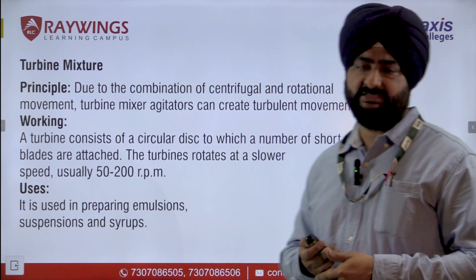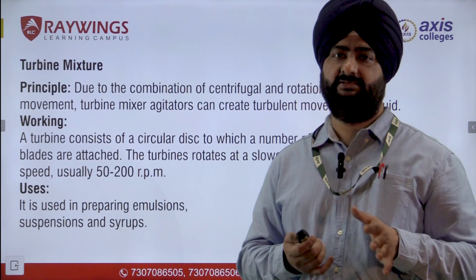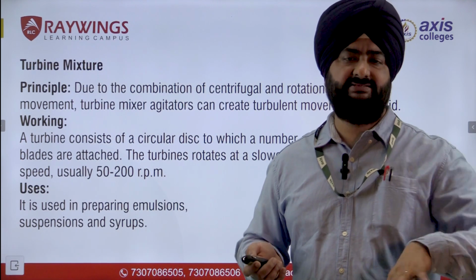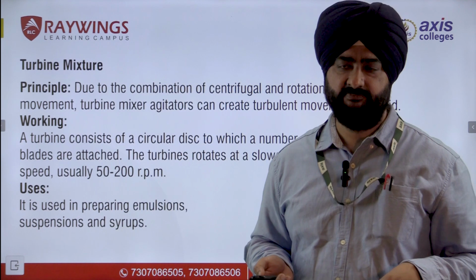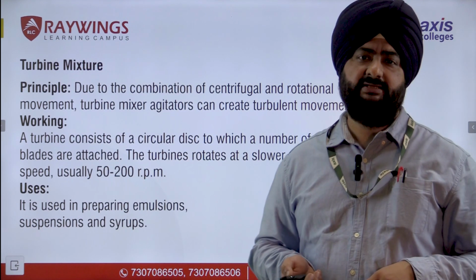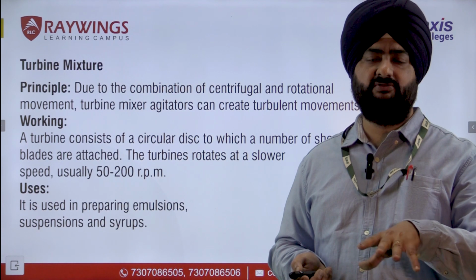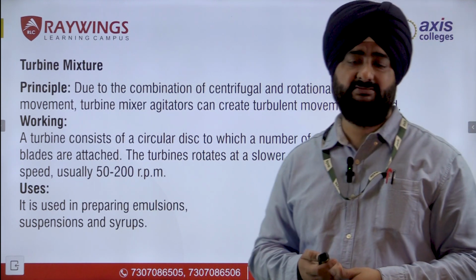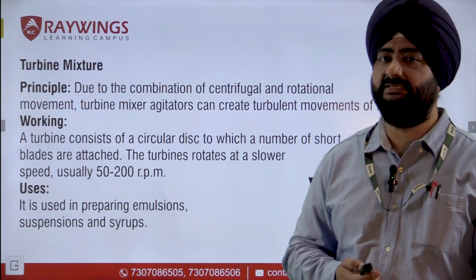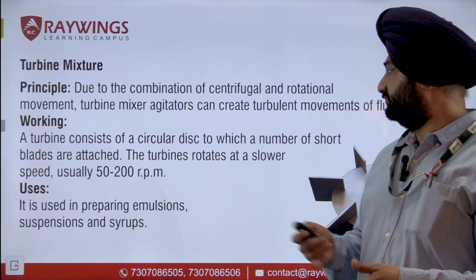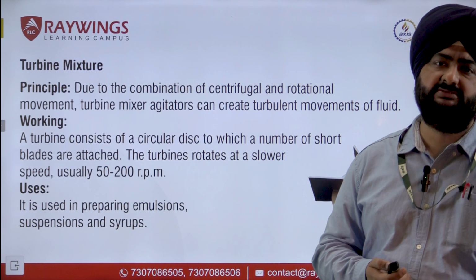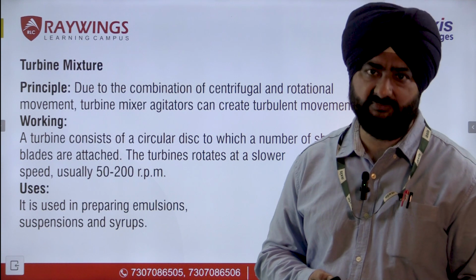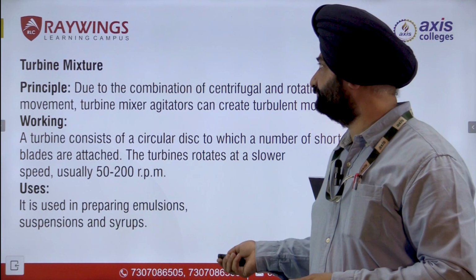Then comes the turbine mixer. The turbine mixer is used for liquid mixing. Right? It means all the ingredients are liquids. Two or more liquids are there, and we have to mix those liquids, so we use this turbine mixer. In this, a circular disc is there, and on the circular disc several blades are attached, as the figure also shows, and it works at 50 to 200 RPM. It is used to mix emulsions or suspensions, which are heterogeneous or biphasic liquid dosage forms, and syrups also.